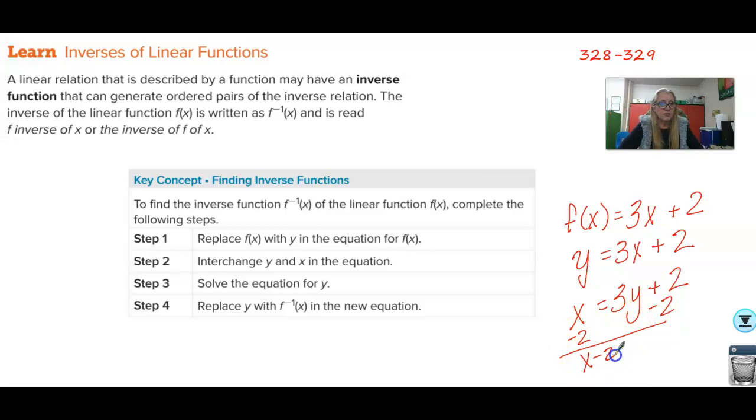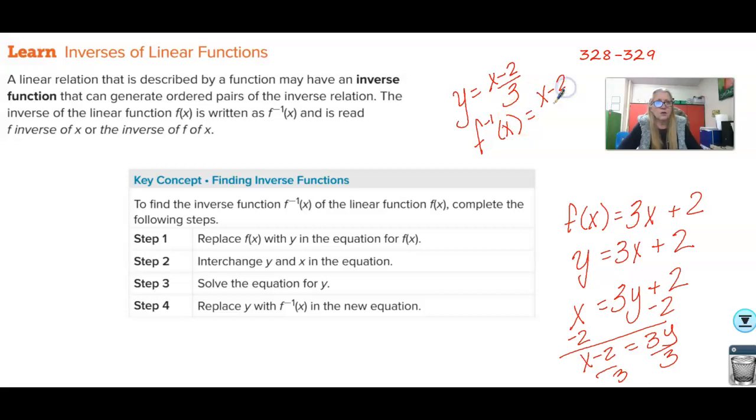So you have x minus 2 equals 3y. Divide both sides by 3. And you have the inverse function is x minus 2 over 3. And then you can put it f to the negative 1 of x. That's how we notate that it's an inverse. If you want to write this in slope-intercept form, you would do f to the negative 1 of x is equal to 1/3 x minus 2/3.